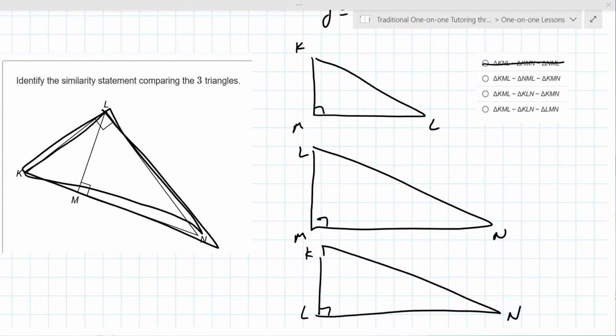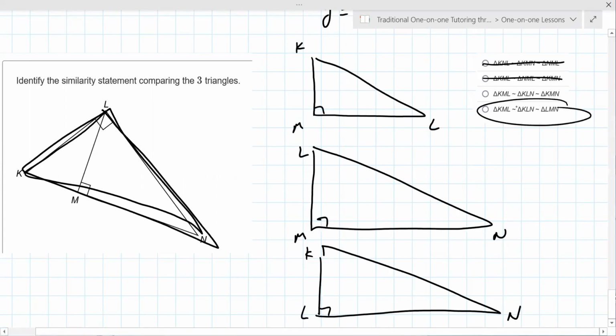KML, KLN, and KMN. There's no KMN. So KML, KLN, it's the last one, letter D. Yes, good job. I think those are tough because you really have to hone in on the details, pay attention to detail. All right, I think we're almost done here.